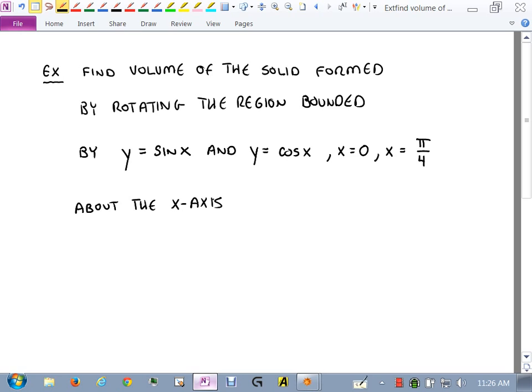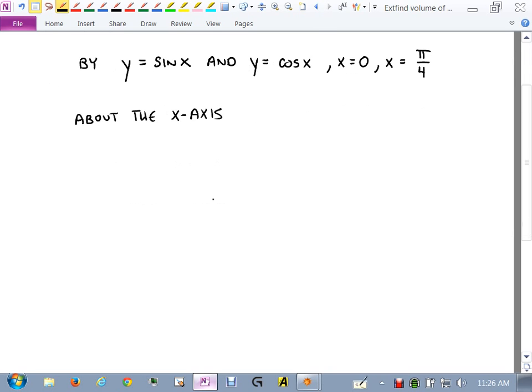So the instructions for this problem are kind of long. I can't just say like integrate, right? I have to tell you a lot. Find the volume of the solid formed by rotating the region bounded by these two functions, well, actually 4 curves, about the x-axis. So we need a picture first, right? No pictures. I don't give you any pictures this time. So here comes my picture.